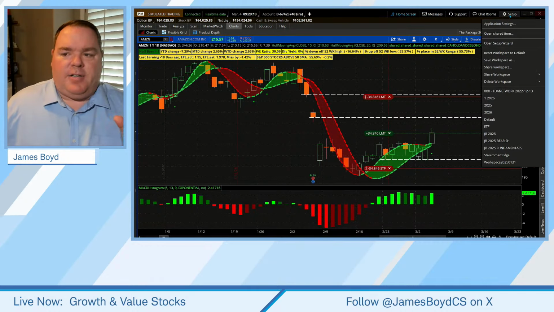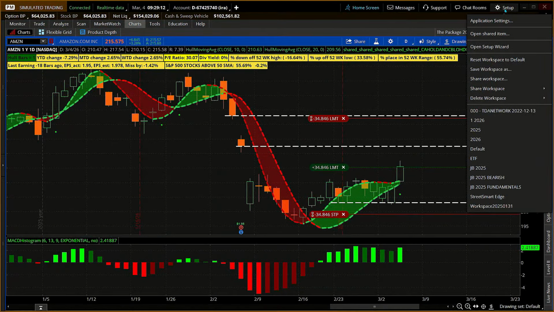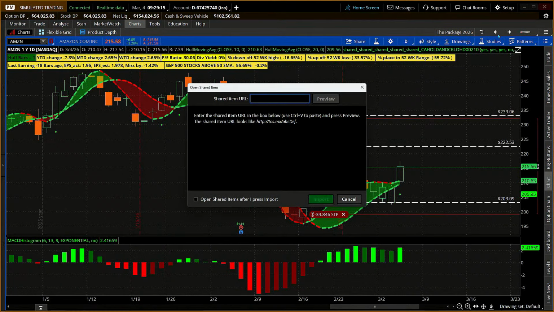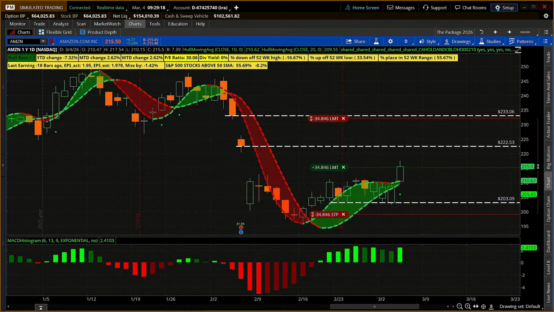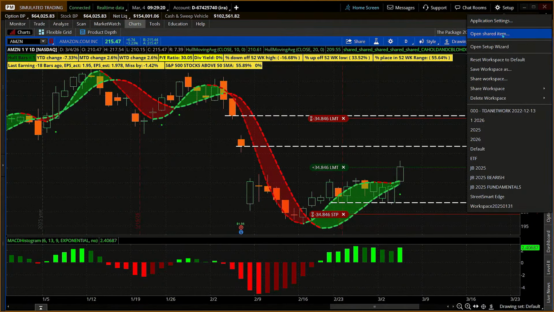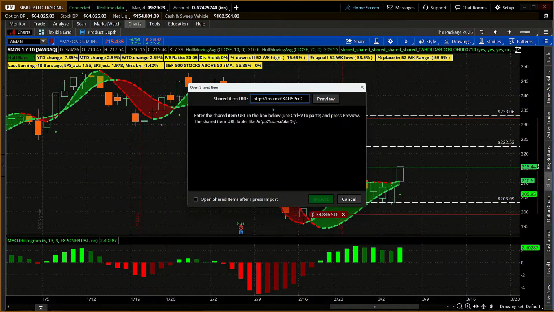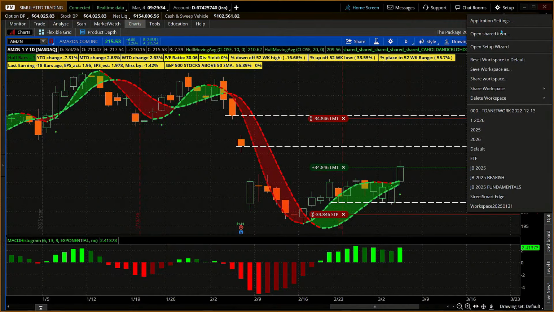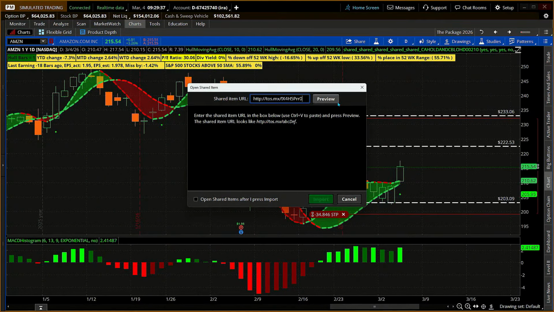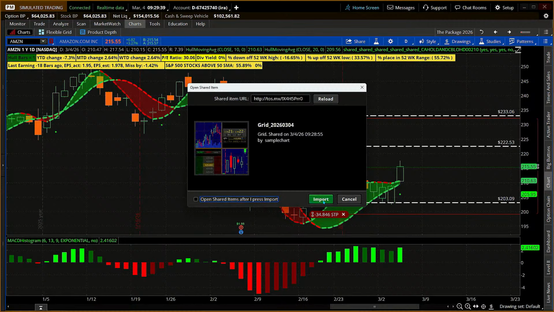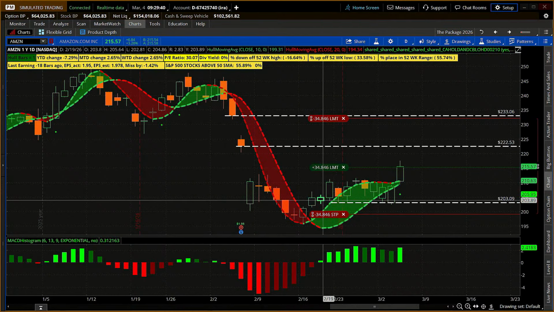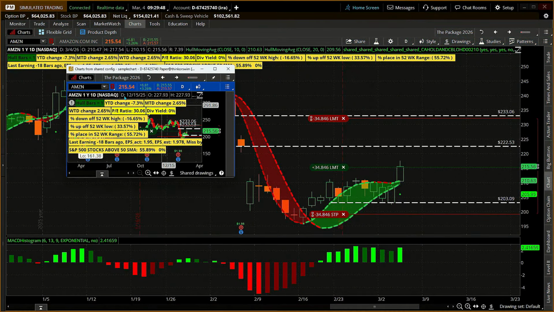So, go up to the very top right, go to Setup, Open Shared Item. Let me show you that again: Setup, Open Shared Item, and if we click on that, paste it back in. We're taking what I sent to you in the chat, and I'll send it again. Just put that right in there. Then Setup, Open Shared Item, copy and paste, Preview, and import that. When we import that, it's going to pull up those charts that we're using. You're now going to see it right here.